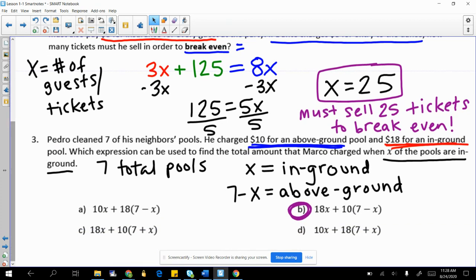And for number 3, this was like example C, and you should have noticed that there were 7 pools total. X should have been for the in-ground pools, and 7 minus X for the above ground. So if you match those charges up, you should have gotten B as your final answer.